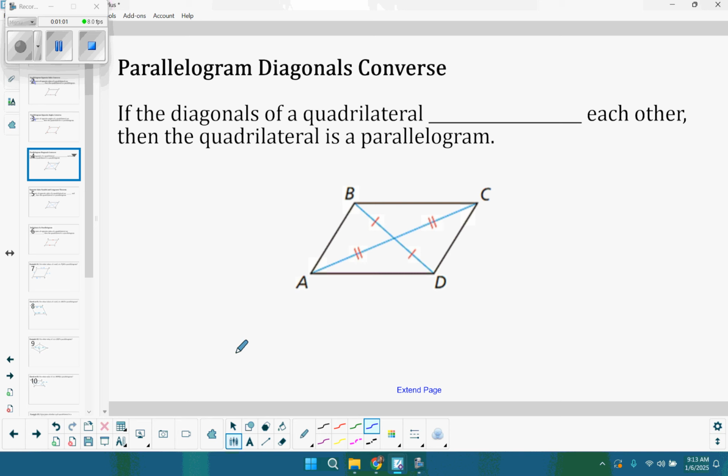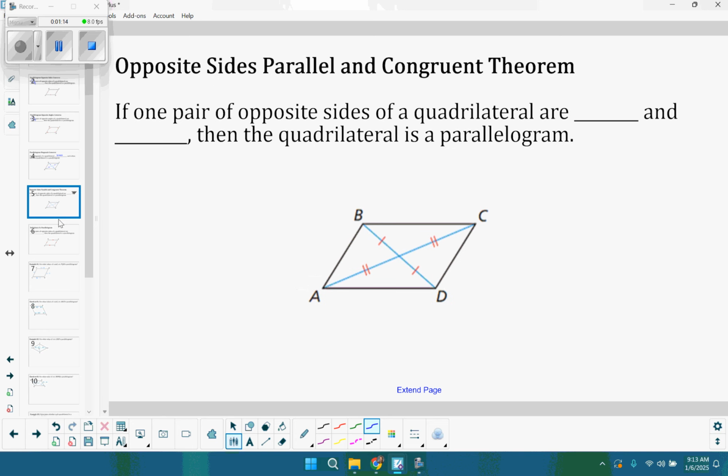The parallelogram diagonals converse: if the diagonals of a quadrilateral bisect each other, then it is a parallelogram. So if this piece matches this one and this piece matches this one, then it's a parallelogram. This is the wrong picture, but we will move on.